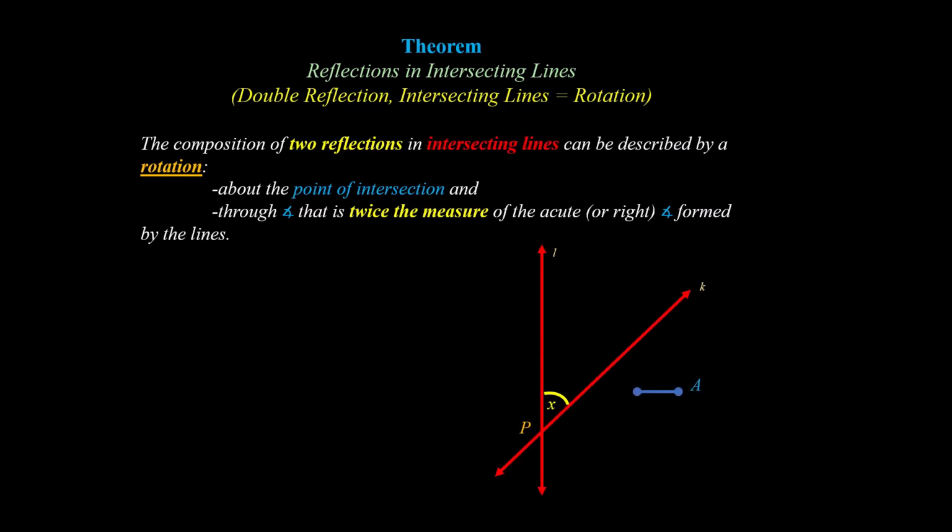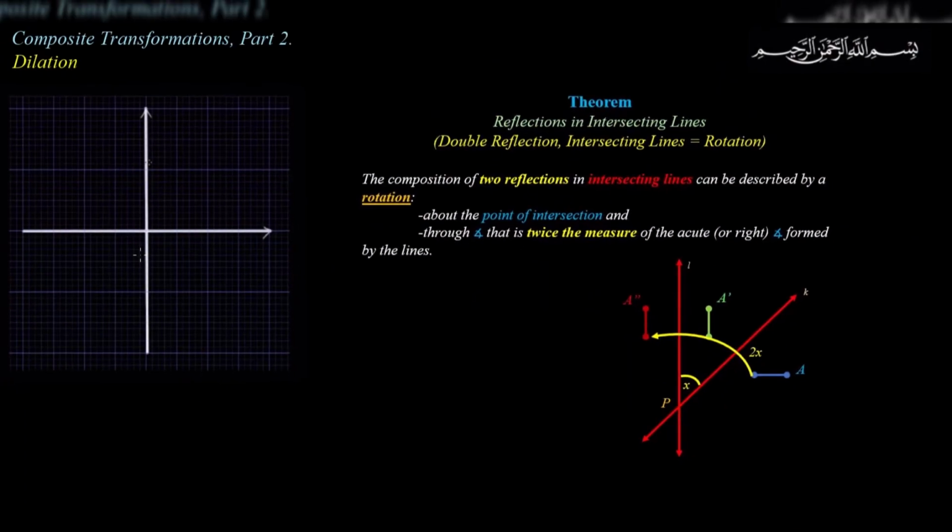So if we had an image like this, in this case segment A, and if you reflect this two times, first across the first line and then again across the second line, that's the same thing as one big rotation about point P, and the measure of that rotation angle was twice the measure of angle x. So this is the second theorem that we learned last time. Okay, so I shall try to explain this to you, although this might be slightly beyond the material that we covered so far, so that at least we have some kind of intuitive understanding.